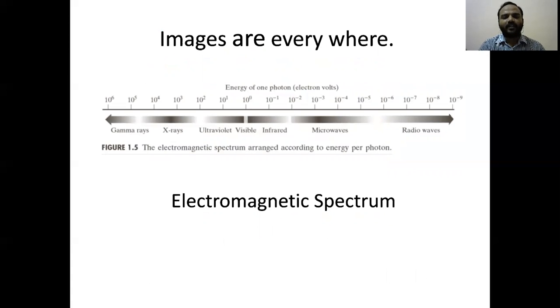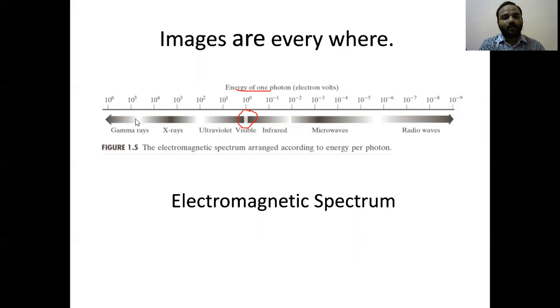So where can we find images? In this slide you can see the electromagnetic spectrum, which extends from gamma rays to radio waves, and on the top the energy of the photon is shown. As humans, when we look at the photos taken by our digital cameras, they fall in this small part of the electromagnetic spectrum called the visible band. And the energy of the photon here is 10 to the power of 0, that is 1.